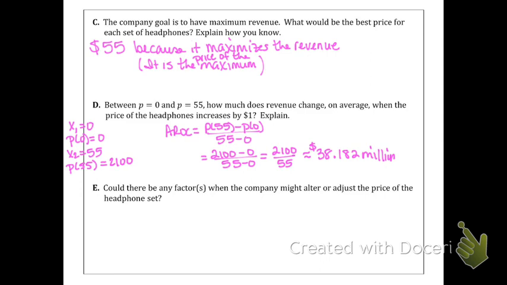So, explain. So for every $1 increase in price, because it does say the price increases by $1, so you're just going to put this like over 1, okay? I'm going to change color so it doesn't blend in quite so much here. All right, so for every $1 increase in price, the revenue increases on average by $38.812 million.